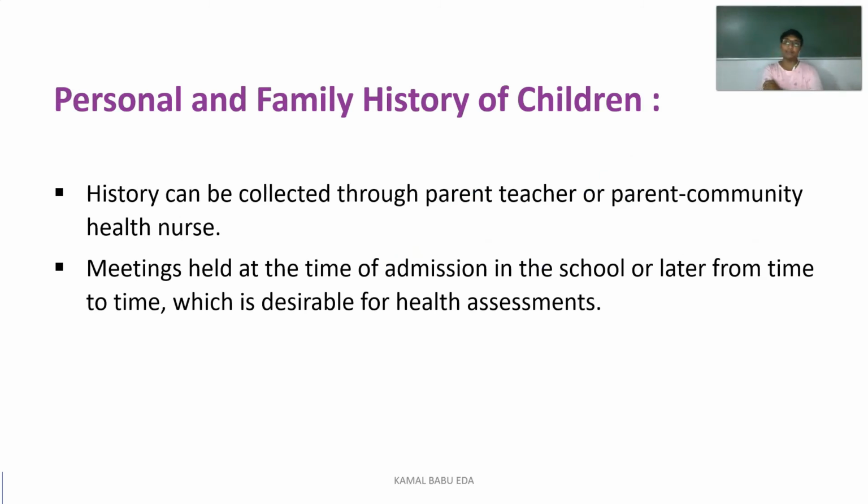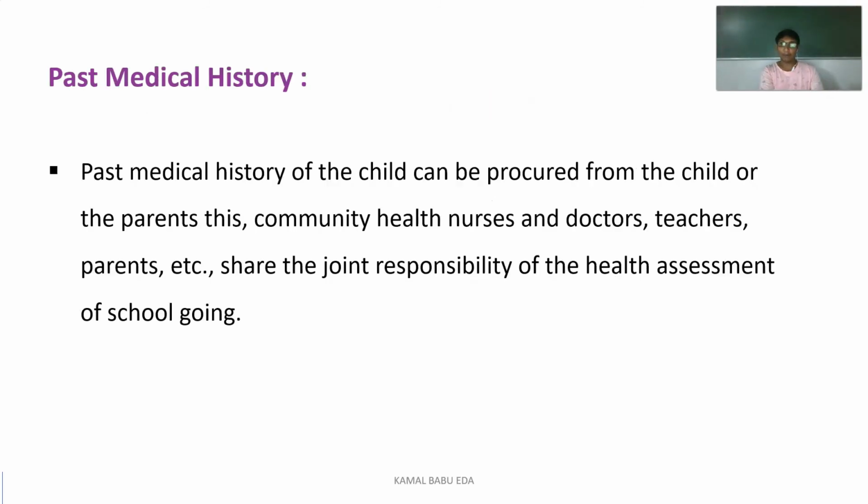Next, we are going to check the personal and family history of the children. So here history is collected through the parent, teacher or community health nurse. So the teacher or the community health nurse plays an important role here. Meetings are held at the time of admission in the school and later on from time to time. And whenever you're performing the periodic health assessments, you can get the personal history of the child as well as the family history of the child. Based on that, the child can be treated in a proper manner. And it is your responsibility to take the past medical history here. The past medical history of the child can be obtained from the child or the parents.